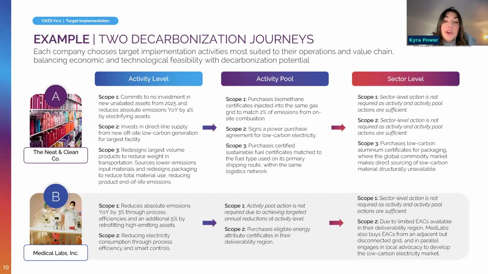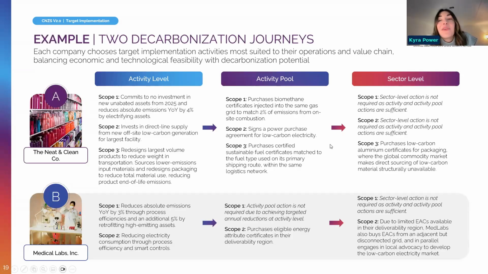In scope two, they first reduce electricity consumption through process efficiency and smart controls. Then they purchase eligible energy attribute certificates in their deliverability region. However, due to limited availability in their specific deliverability region, they also buy EACs from an adjacent but disconnected grid, and in parallel, engage in local advocacy to develop the low carbon electricity market in hopes that eventually they can procure more energy attribute certificates from their own deliverability region.